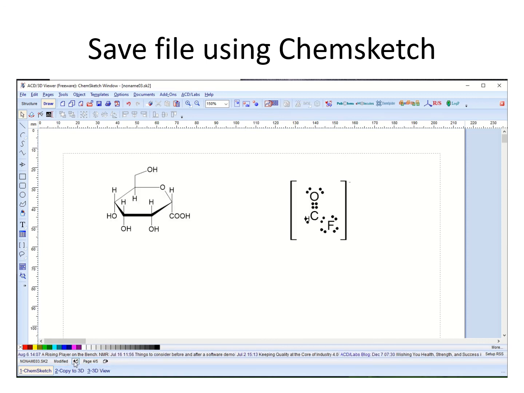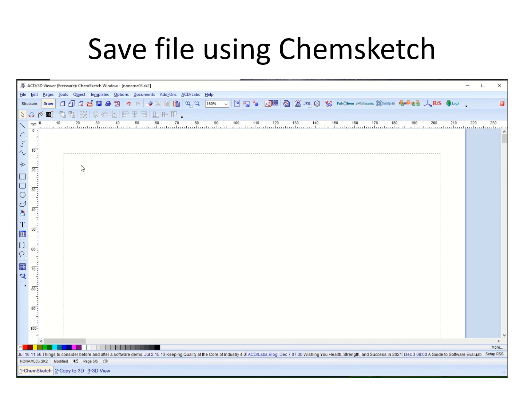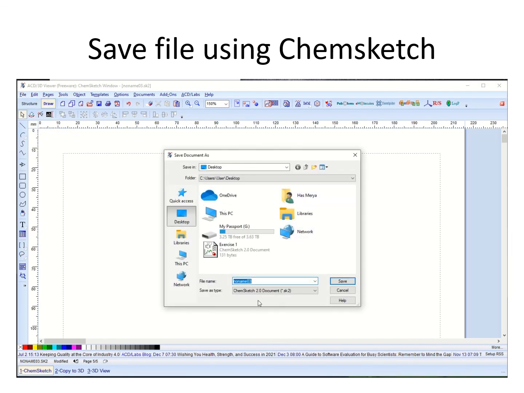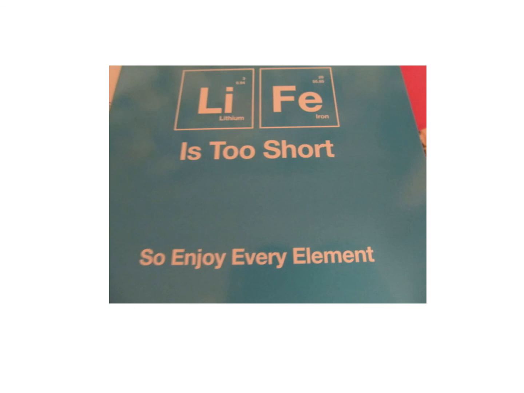You have page 5, page 4 and so on, so you can move from one page to another page, and then from there you do file, save as, and then save as ChemSketch 2.0, give it a name, exercise 1 for example, and then save. So this file should be submitted in the Google class. So that's all for this structure drawing.